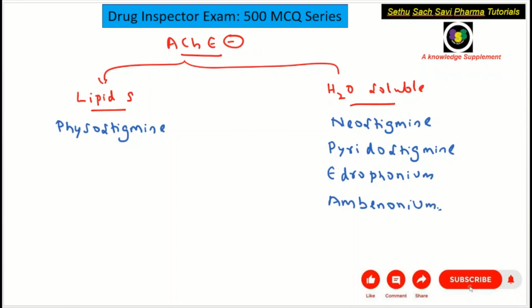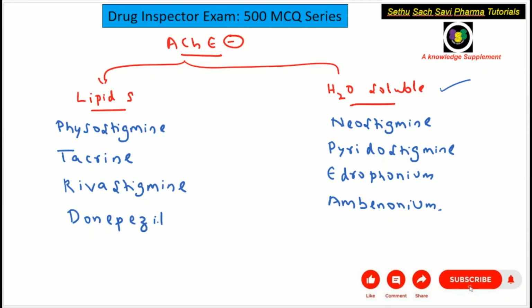Ambenonium. So all these four drugs, neostigmine, pyridostigmine, edrophonium, ambenonium, they are in the water soluble category, whereas the main drug in the lipid soluble category is physostigmine. Other than physostigmine, tacrine is lipid soluble. Rivastigmine is lipid soluble. Donepezil is lipid soluble. Then galantamine is lipid soluble.